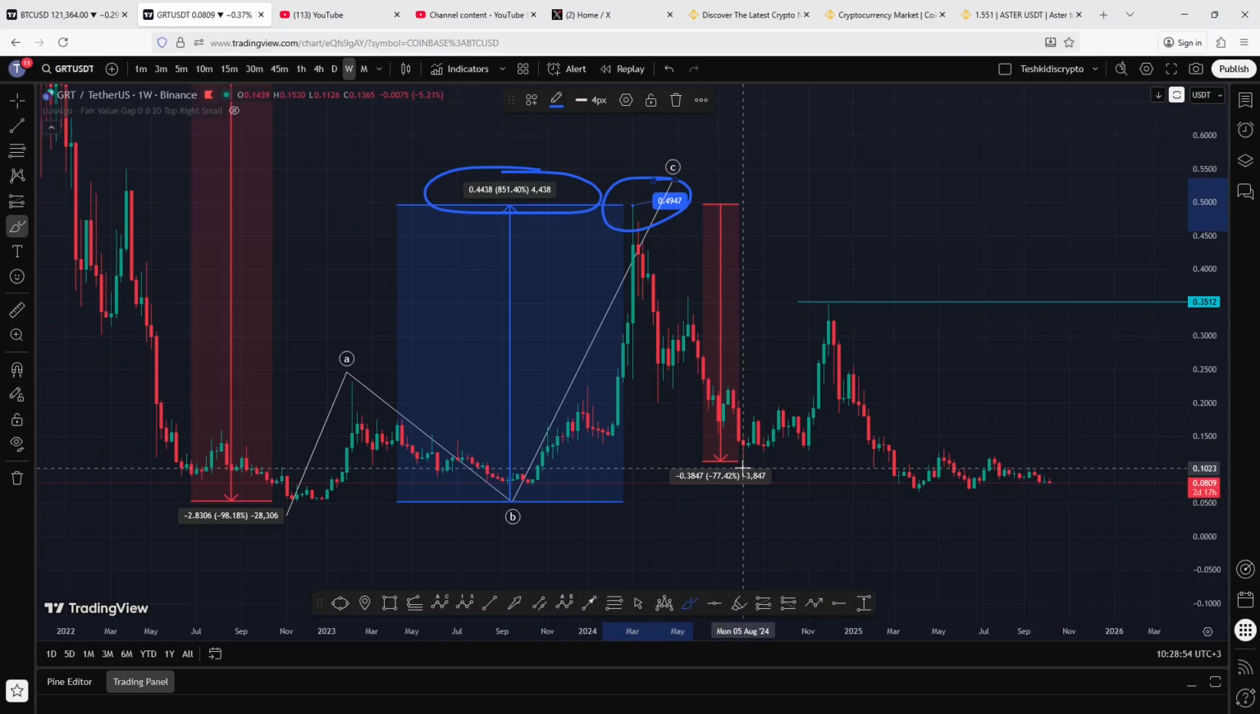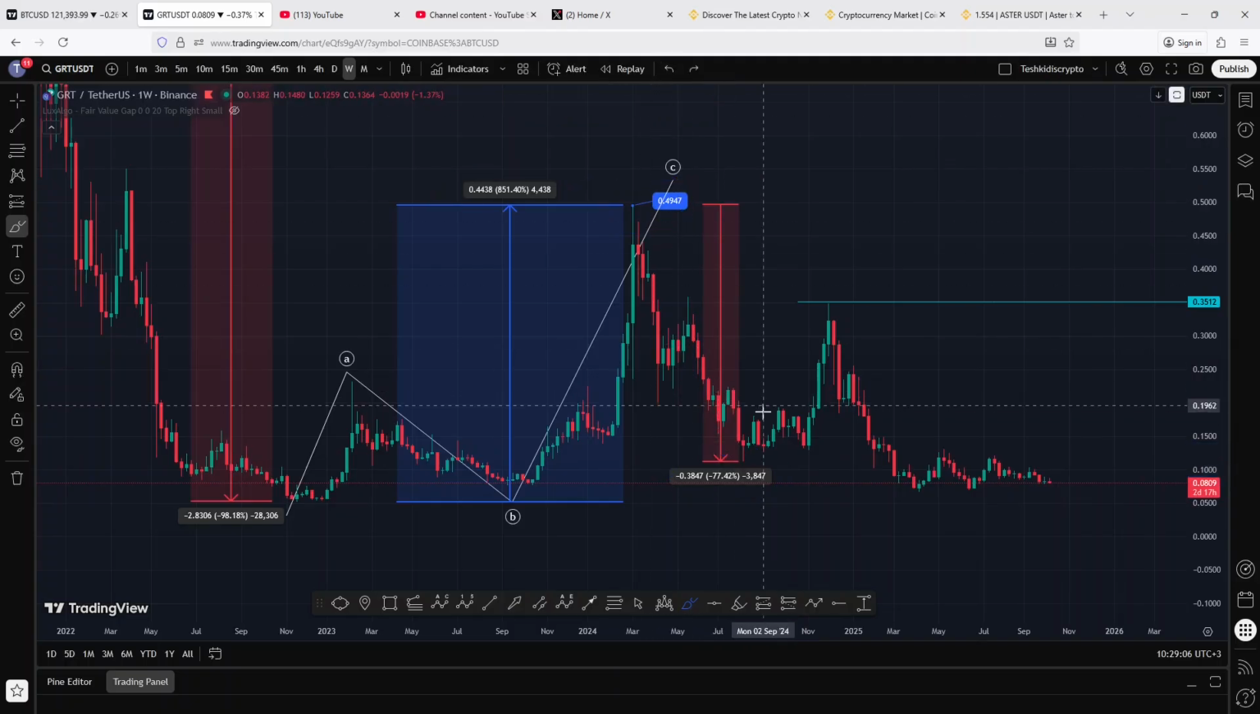And after making that significant high, we started another drop to the downside into the lows we made on the 5th of August 2024, where you can see that the market at some point was down more than 77.42%. And then from the lows we made on the 5th of August, we started another bounce into the highs we made in December 2024 above the 0.35 USDT mark.